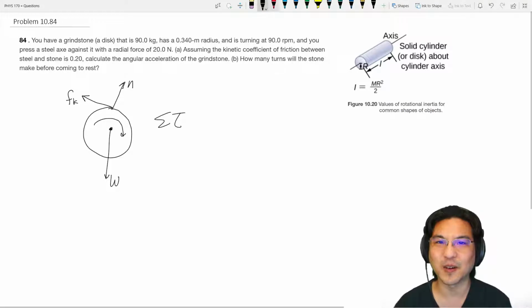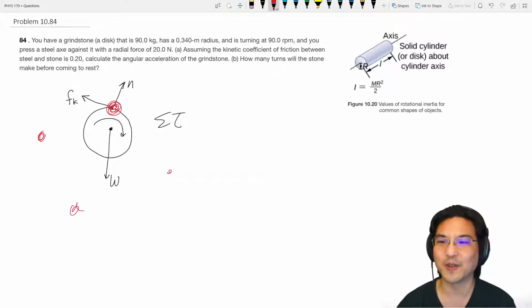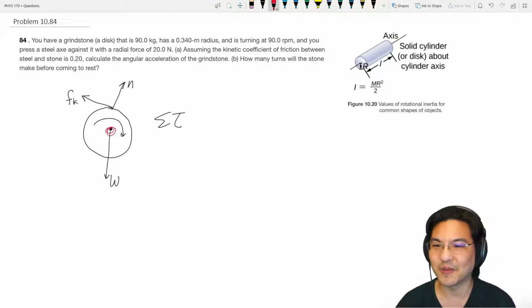So where do you want to sum torque? About over here, over here? This is a good idea, because about this point, the torque from the normal force is 0 and the torque from the friction is 0. There would be torque from the weight. So that's a pretty good choice. Or we can sum the torque about the axis of rotation of that grindstone. It's over here. Why don't we do that? So let's sum torque about that axis of rotation.